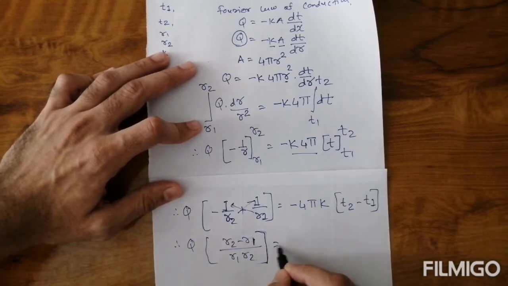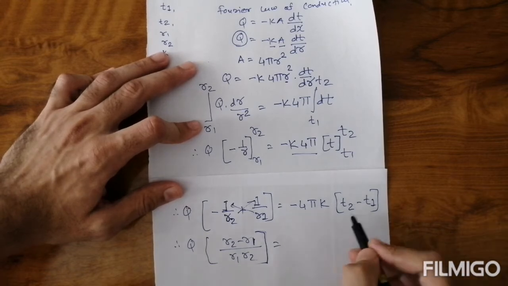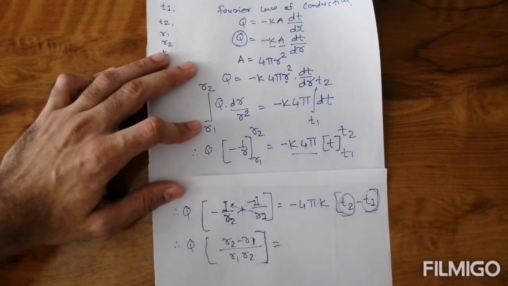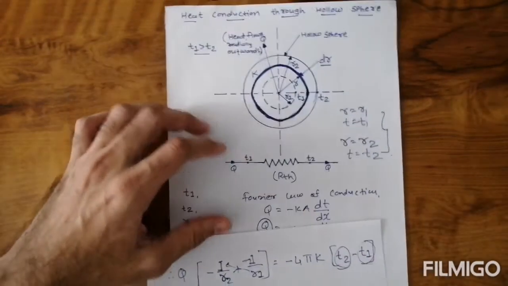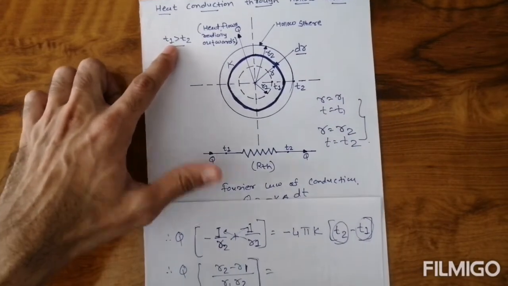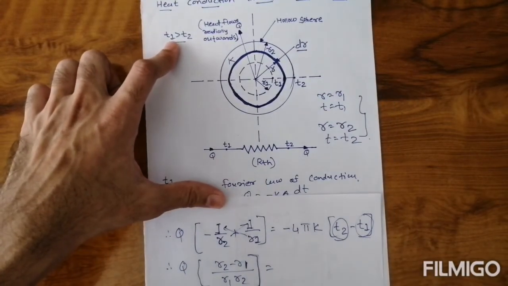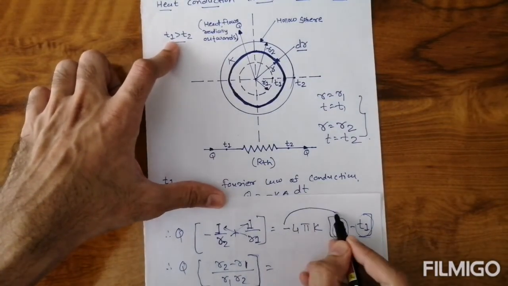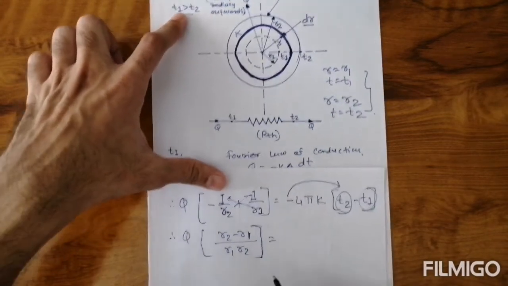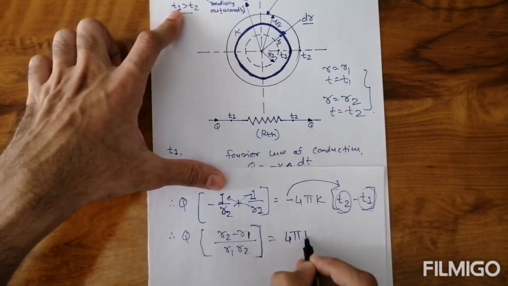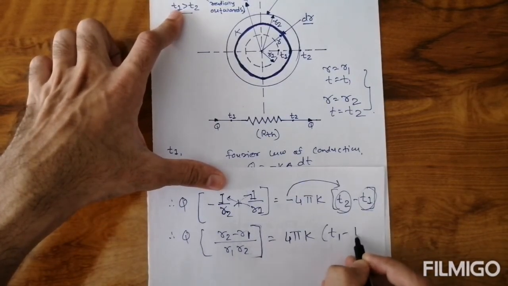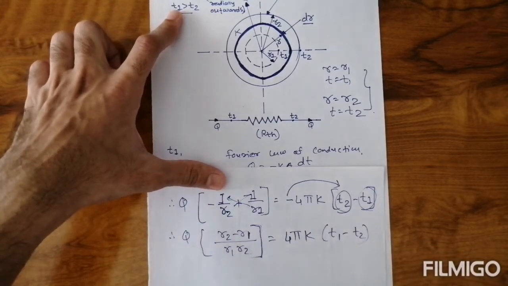Okay, is equal to, now you can see here, already I told you that T1 is greater than T2. So we require here T1 minus T2. So we just take that negative side inside. So it becomes T1 minus T2. So what will be our 4 pi k T1 minus T2.